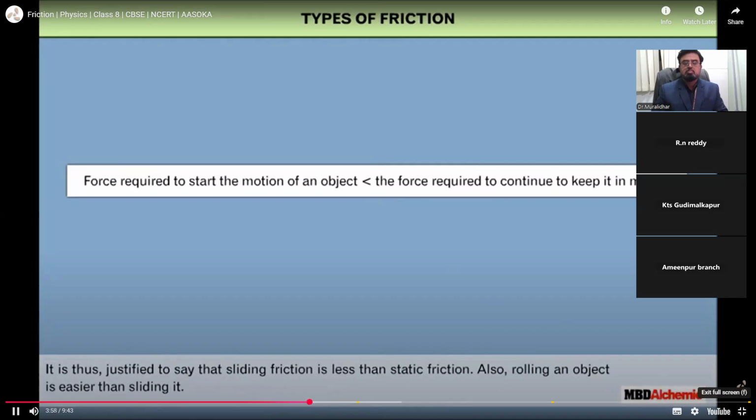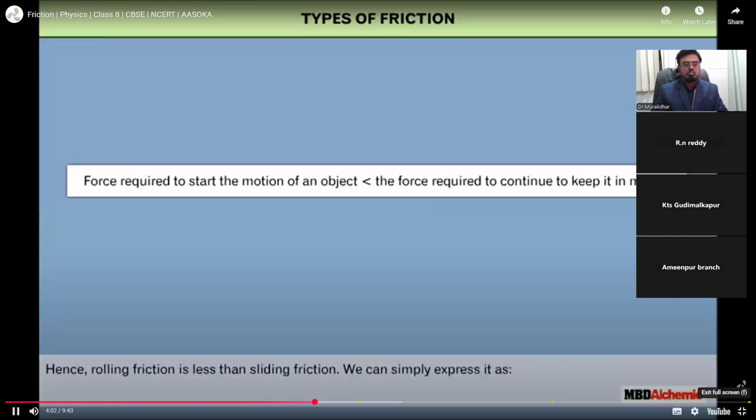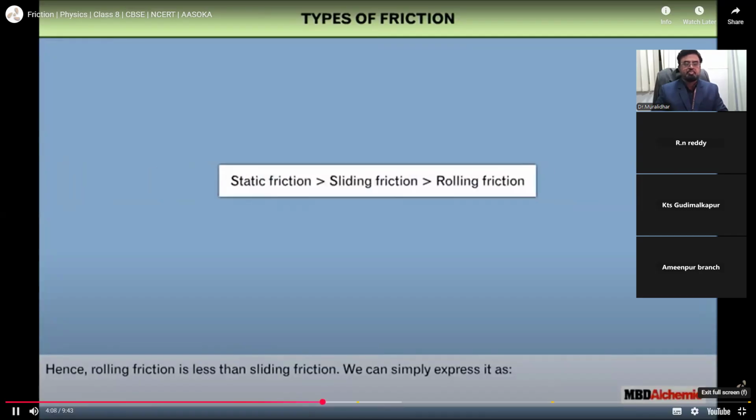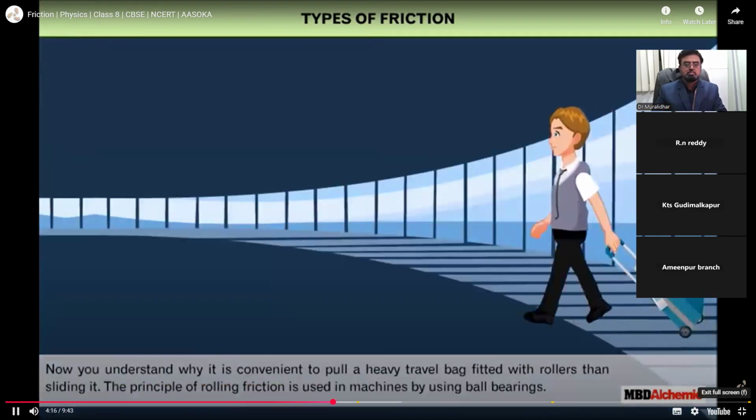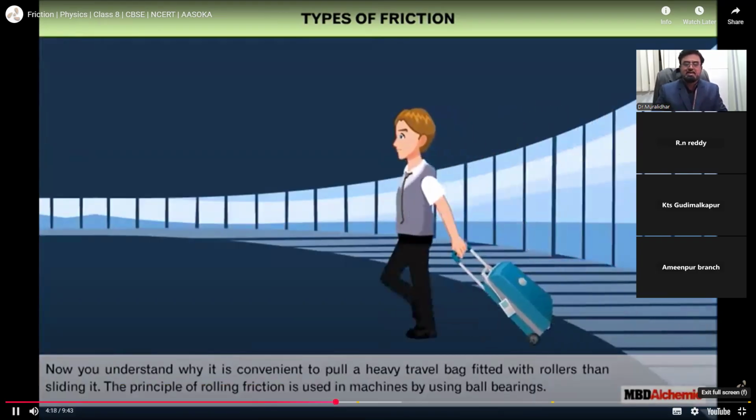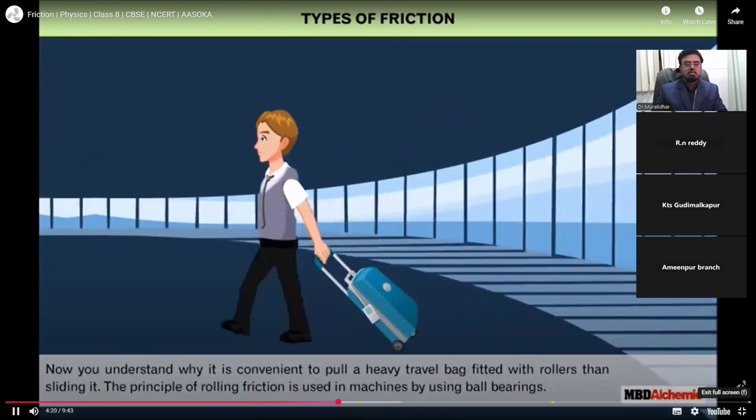Also, rolling an object is easier than sliding it. Hence, rolling friction is less than sliding friction. We can simply express it as static friction greater than sliding friction greater than rolling friction. Now you understand why it is convenient to pull a heavy travel bag fitted with rollers than sliding it.